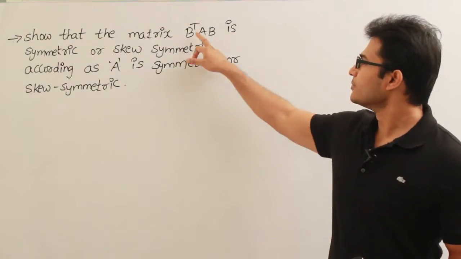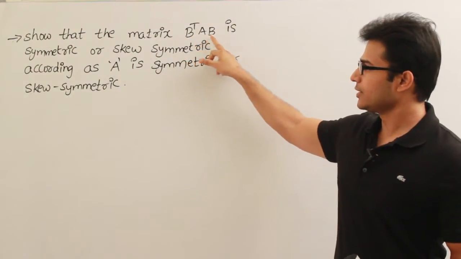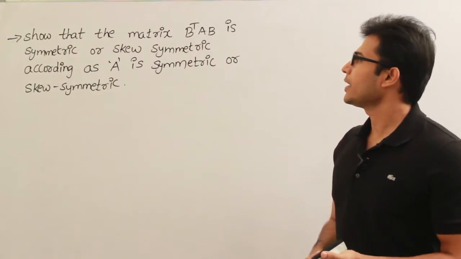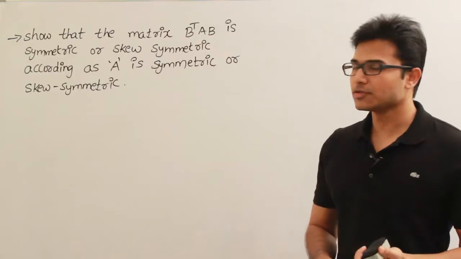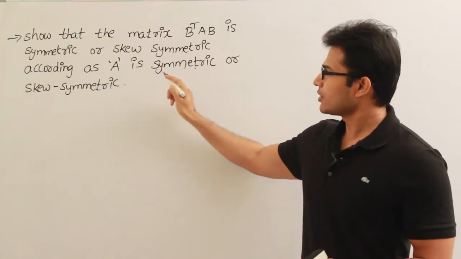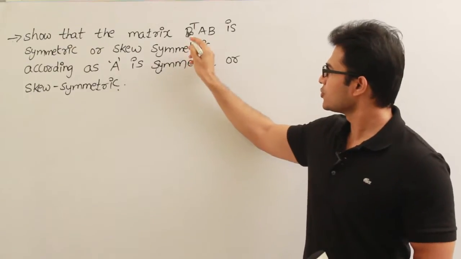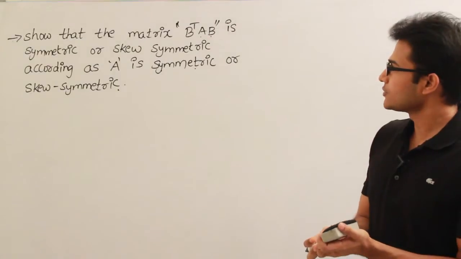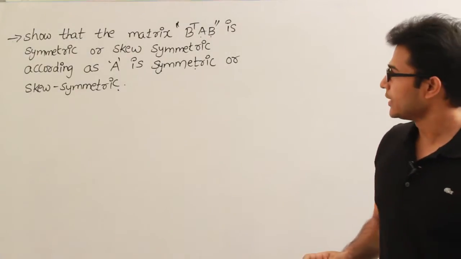Show that the matrix B transpose into A into B is symmetric or skew symmetric according as A is symmetric or skew symmetric. So they are saying that if A is symmetric or skew symmetric, we are supposed to show that B transpose into A into B is also symmetric or skew symmetric. So let's solve it in both the cases.